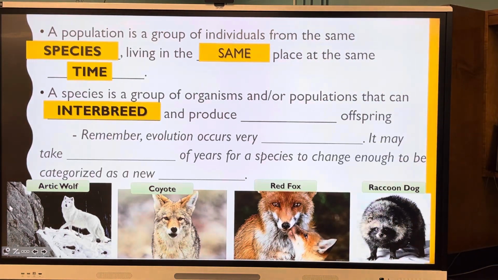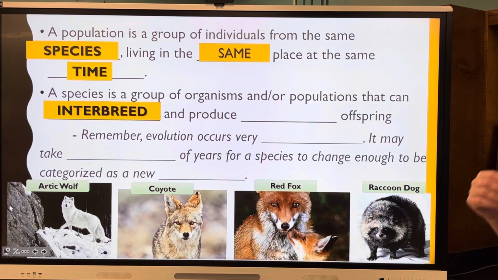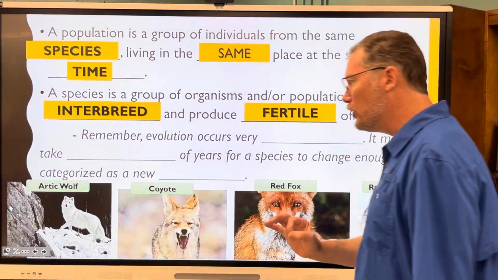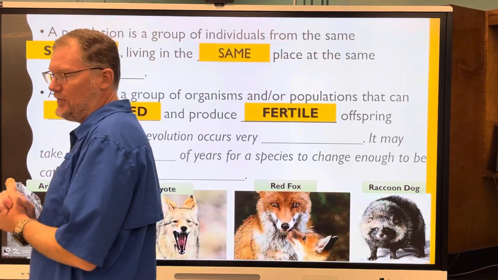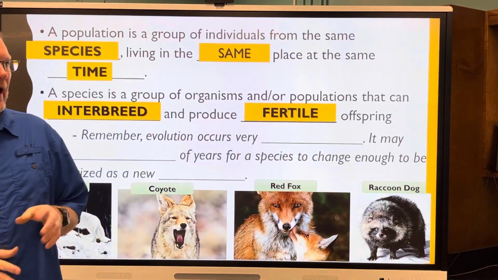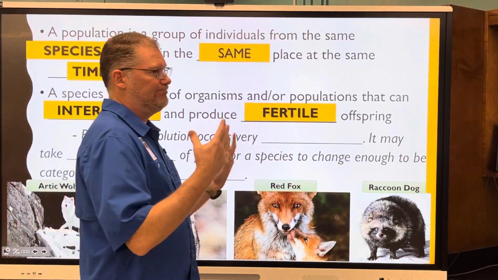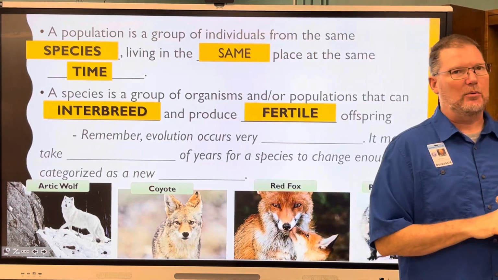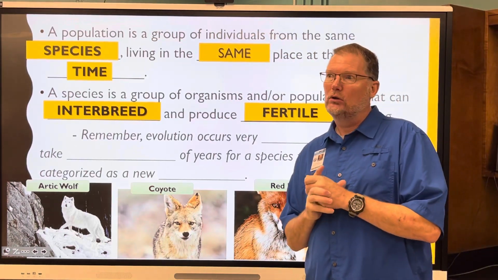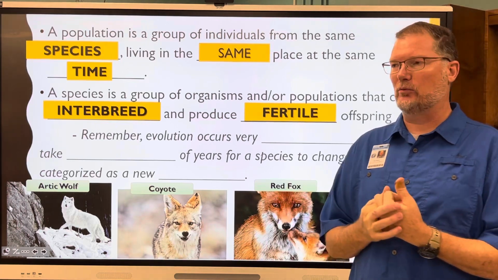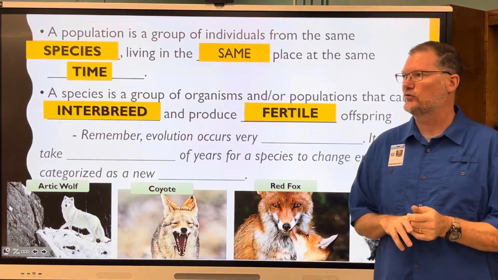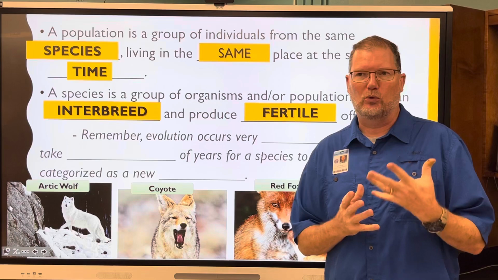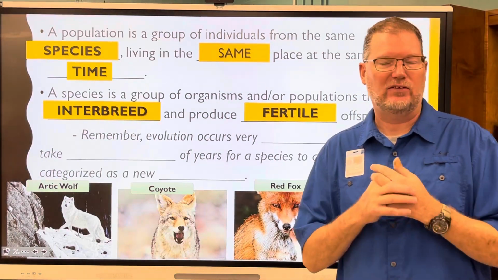A species is a group of organisms and populations that can interbreed and produce fertile offspring. Fertile offspring. That's the key. Can a dog mate with a cat? I guess so. I don't know why, they'd probably fight and kill each other before, but nothing will happen. You see, they're not the same species.